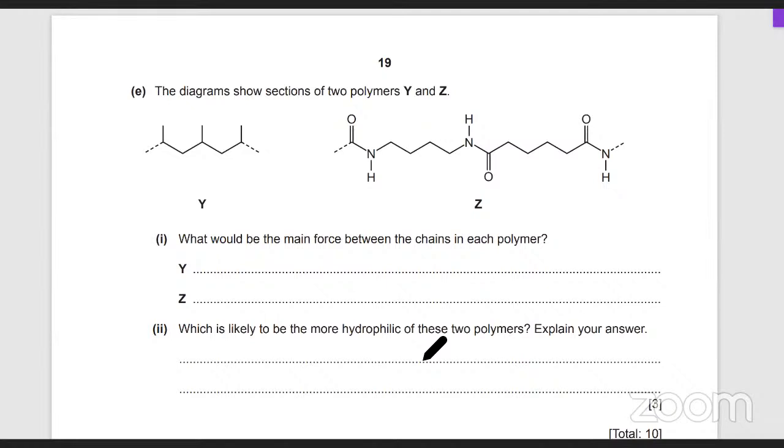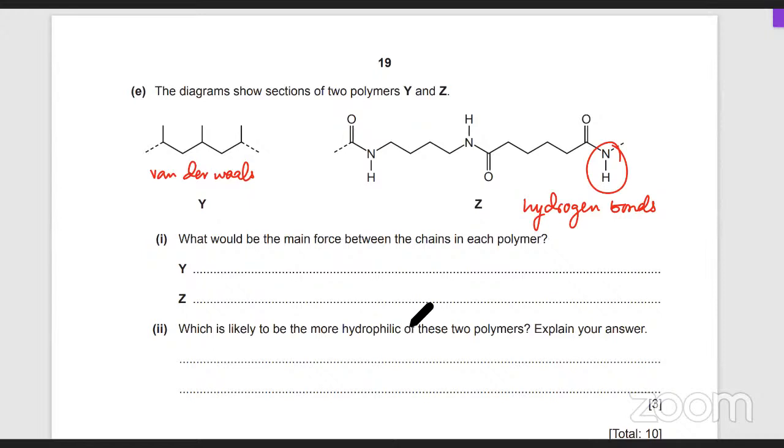Then, the diagram shows two sections of two polymers, Y and Z. What would be the main force between the chains in each polymer? So here, what attractive force will there be between the polymer chains? In the first one, it is van der Waals forces, okay, it's non-polar. It's just a carbon chain. So the first one is non-polar, so with non-polar you only have van der Waals. Here it will be hydrogen bonding. Whenever NH is together, that's the strongest attractive force, hydrogen bonds.